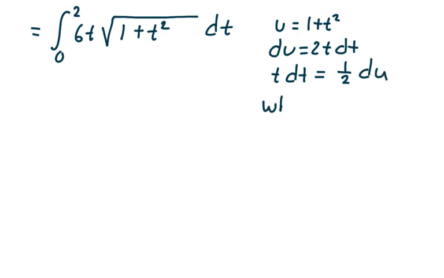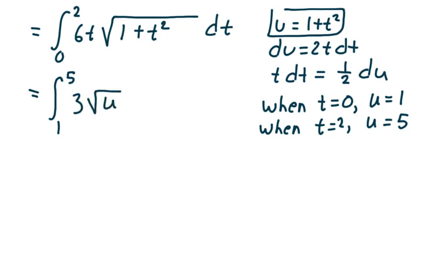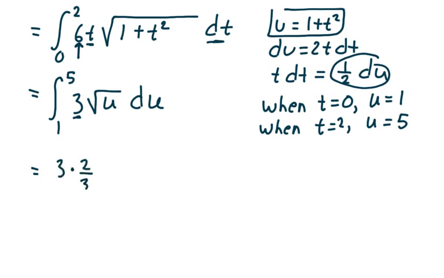Now, when t is 0, u is 1. When t is 2, u is 5. I plugged in up here. So this is the integral from 1 to 5 of. Now, I'm going to take that 6 and divide by 2 and get 3 times the square root of u du. Because remember, t dt becomes 1/2 du. So I'm going to take half of 6 to get 3. That's the idea. And so this is 3 times 2/3 u to the 3 halves, evaluated from 1 to 5.